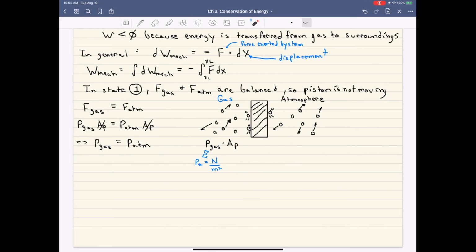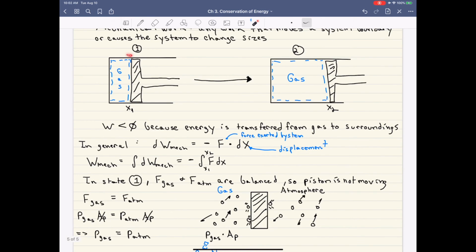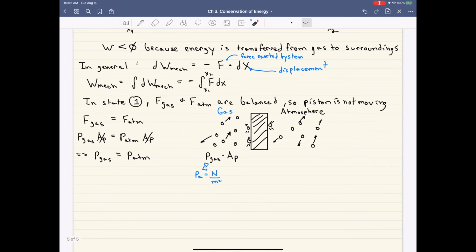And the analysis that we did here, this is known as doing a force balance. Okay? All right, so we just analyzed the different forces that are acting on the piston, and from that we were able to get a relationship between the pressure of the gas and the pressure of the atmosphere. Okay? And so this is happening in state 1, but we know that in order for the gas to expand, it needs to exert some sort of work onto the surroundings.